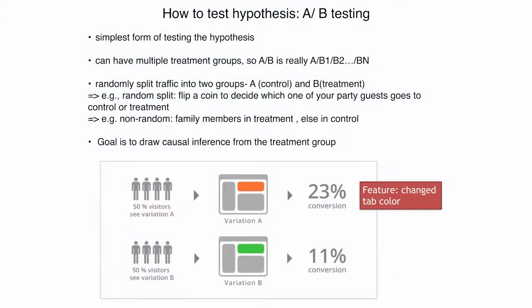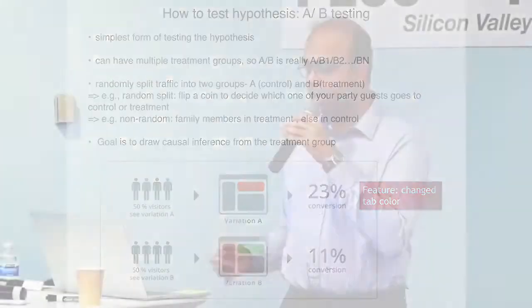You randomly split your visitors, and you show the red tab and the green tab, and you try to see, maybe, whether they buy something. So you want to see how much conversion you are getting. Maybe the green tab shows 11% conversion, and the red shows 23%. So you can hypothesize that changing the color of the tab led to an increase in the conversion rate. That's the very simplest form of hypothesis testing.